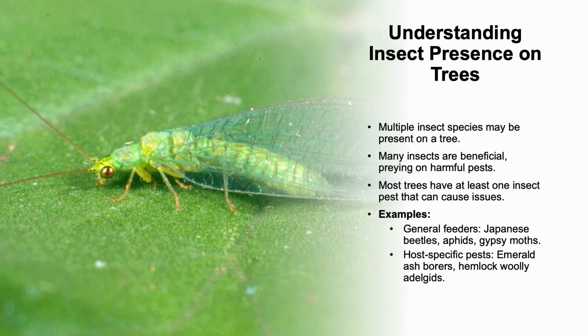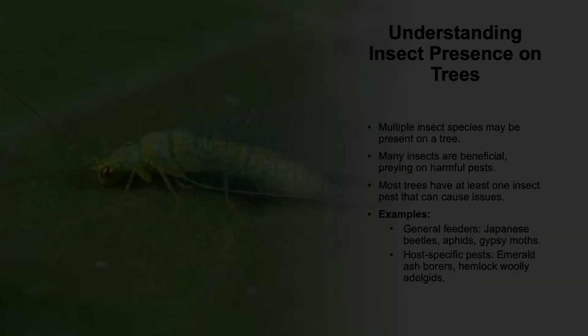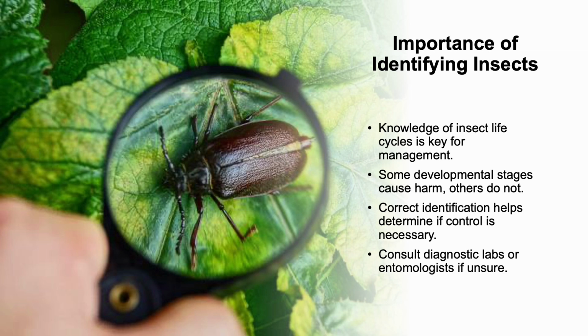General feeders such as Japanese beetle, aphids, and gypsy moths feed on a variety of tree species. In contrast, host-specific pests like emerald ash borers target specific species. Recognizing these differences is key to managing insect populations effectively. Correctly identifying insects is critical to managing tree health. Understanding their life cycles helps determine whether the intervention is even necessary.